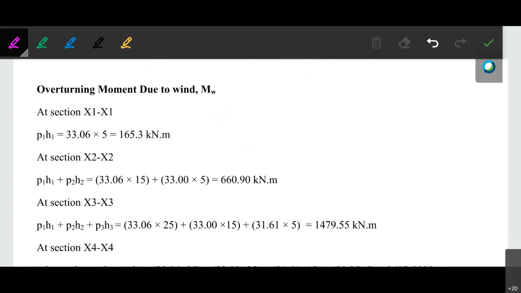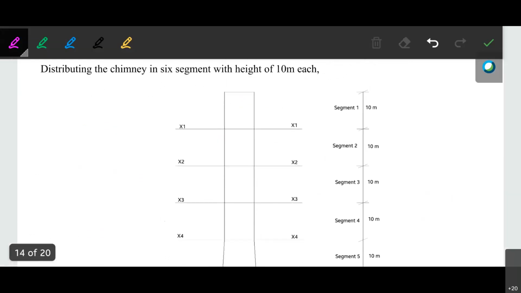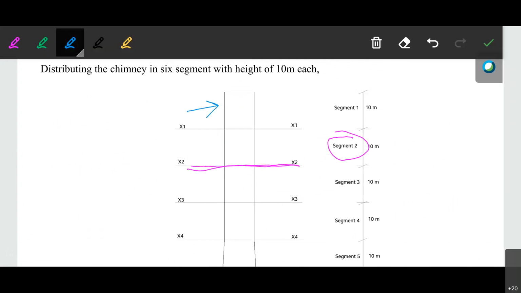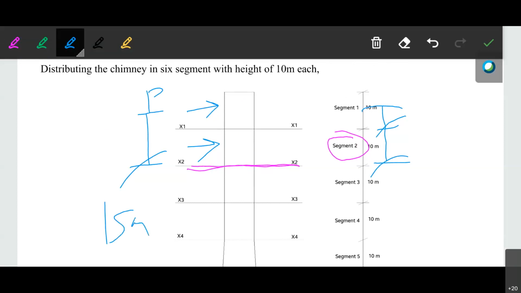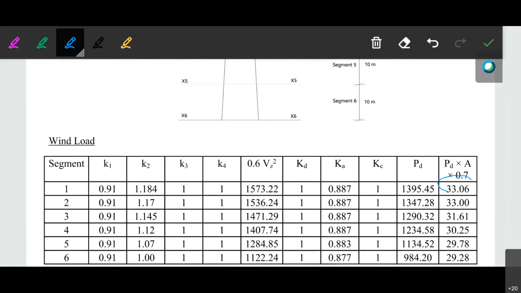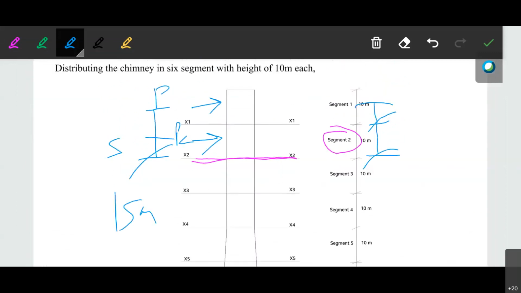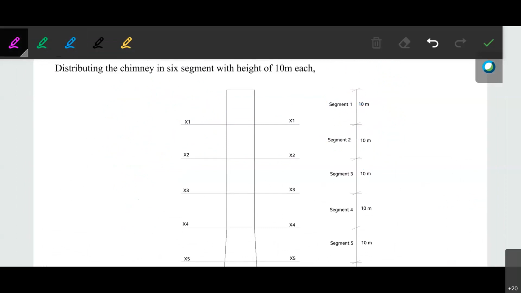Similarly at section x2, again we have to calculate the MW for calculating the thickness for the second segment. Considering this particular point, the first force will obviously be P1 and the second force will be P2. So the P1 value is 33.06 multiplied by the distance, which is 5 meter plus 10 meter, that is equal to 15 meter. And P2 will be 33 multiplied by the distance, that is 5 meter. The value of P1 was 33.06 and the value of P2 was 33 kilonewton. Multiplying those values with the distances will give us the moment at section x2.